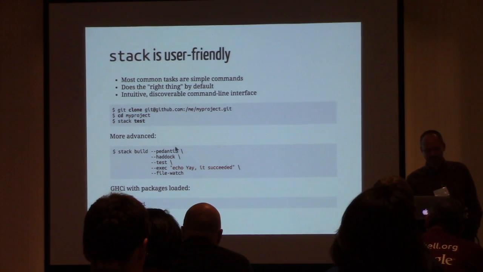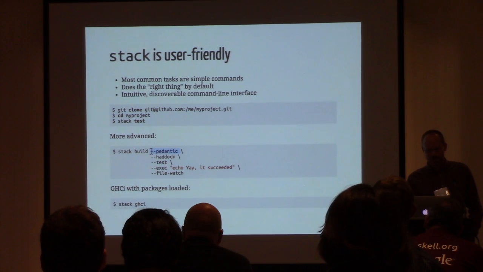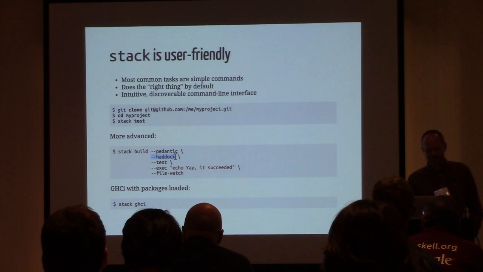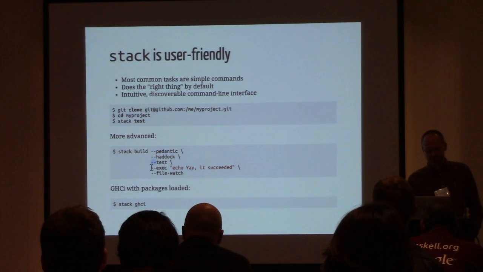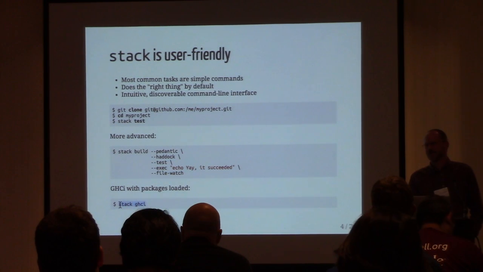You can get more advanced. This tells it that you want all warnings to be errors, and that you also want Haddocks to get built. Run the tests. When the tests are done, say, yay, it succeeded, and keep doing that in a loop. So every time you edit a file, it's just going to redo that. And then, if you want all your packages or all your modules available in GHCi, you can do that, among many other things.